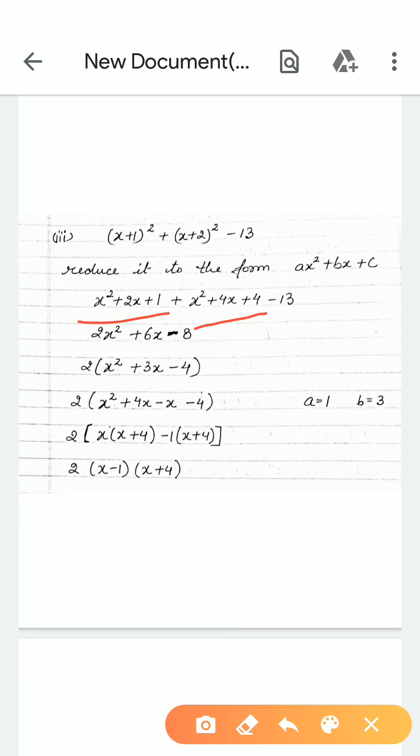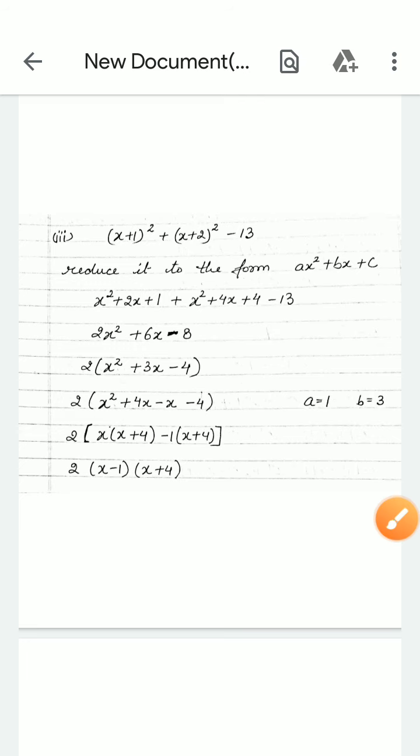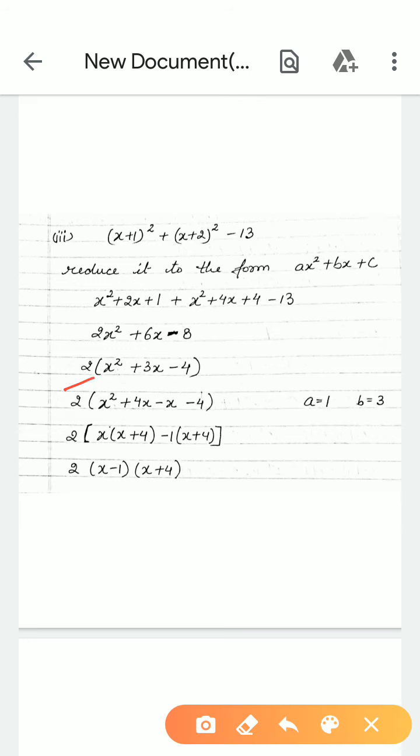Now, pairing up the like terms, x square and x square will give you 2x square. 2x plus 4x give you 6x. 4 plus 1 is 5 and minus 13, that gives you minus 8. Now the expression is reduced to the form ax square plus bx plus c. In the given expression, we can easily see that 2 is the common factor. So I take 2 outside and the bracket inside becomes x square plus 3x minus 4.